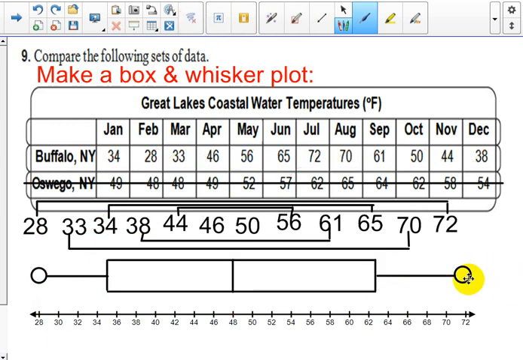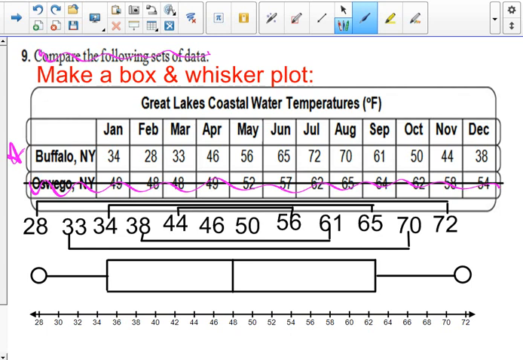So I ask you to scribble this line out. We're just going to change the directions here. And instead of compare the following sets of data, I want you just to write make a box and whisker plot for number 9. Okay, so, and we're doing it on this line right here, the Buffalo, New York. So the first thing we want to do is put everything in order.